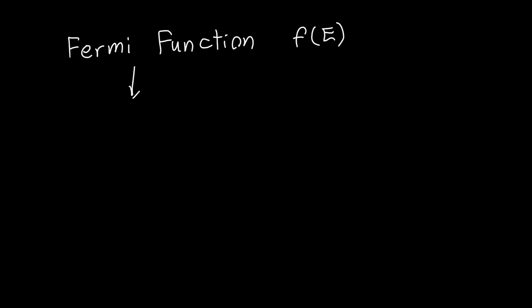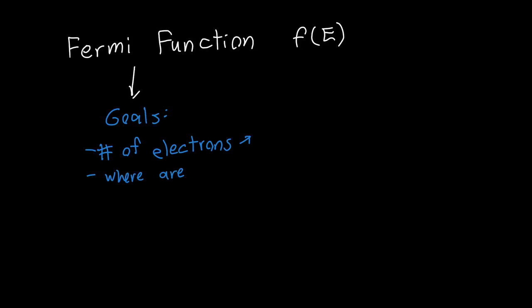Well, remember that our goals in doing semiconductor physics were we wanted to find the number of free electrons that could move around, the number of charge carriers in a semiconductor. We wanted to find out where these electrons are, and we wanted to find out how they are moving.